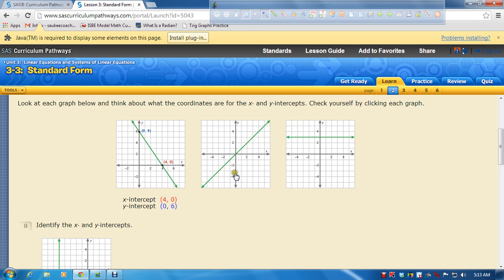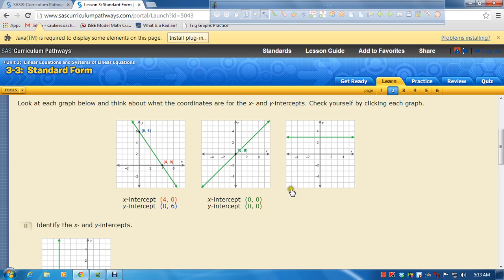What about this one right here, my x and y intercept? Well, it crosses the x right here and it crosses the y right here. So hopefully you notice that my x and y intercept for this one are both going to be the same, and those are at the origin at 0, 0.